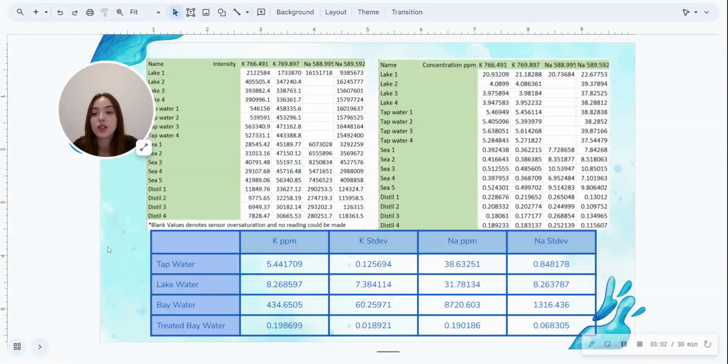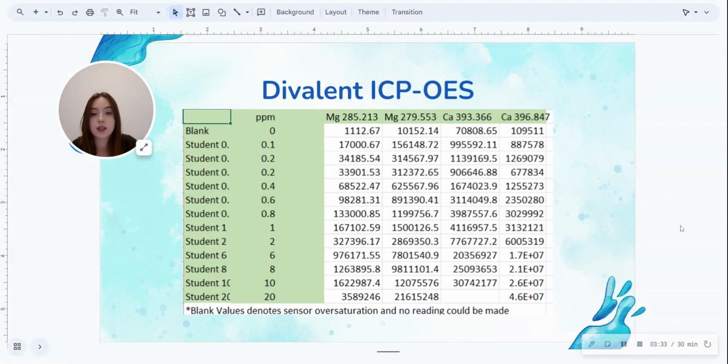All right, and then on the same page, we have a little bit more calculations. By using the slopes and the y-intercepts of the graphs on the last slides, with the given intensity values, we can calculate the concentration. And down here we have the averages and then the standard deviations of both the potassium and the sodium. For this, we can see that the bay water or the lake water have very, very high concentrations compared to all of the other ones.